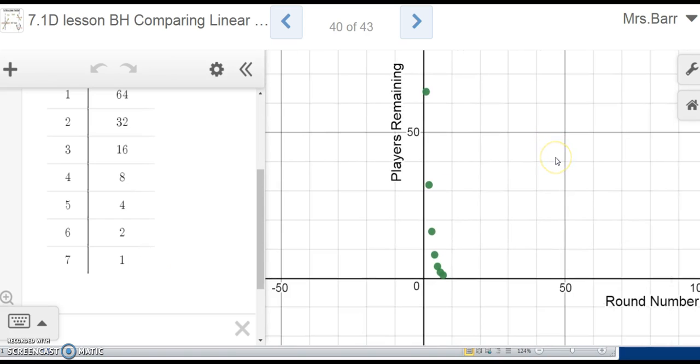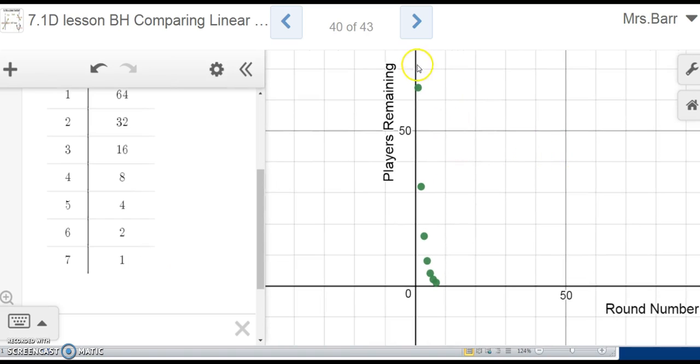And you might need to zoom in or out on your graph to take a look at this, but you'll notice that this relationship is decreasing at a decreasing rate, meaning as the stage or round number increase, the number of players remaining in the tournament decrease, but at a lesser amount than the previous decrease.